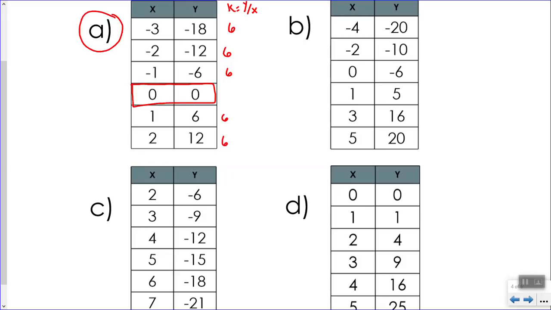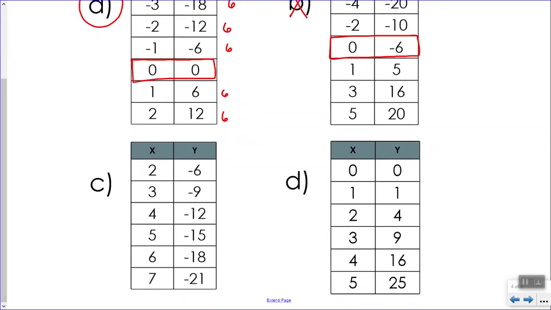Now, in table C, we don't have any input of x equals 0. That doesn't necessarily mean that we're not dealing with a direct variation. It just means that this table doesn't include that point. If we look at table B, when we plug in 0, we get -6, which right away is the only thing I need to see to rule out this table as a direct variation, because it does not pass through the origin. So go ahead, pause the video, and see if you can identify if either table C or D are direct variations.